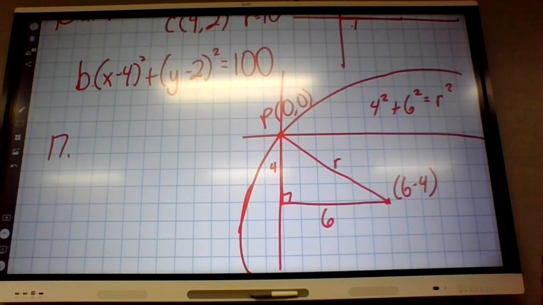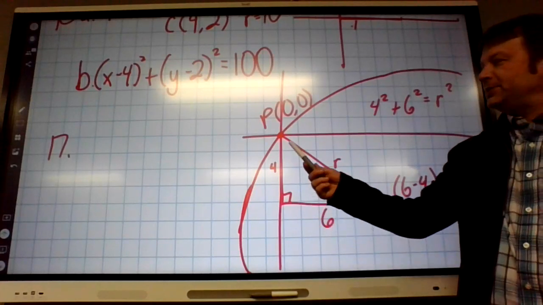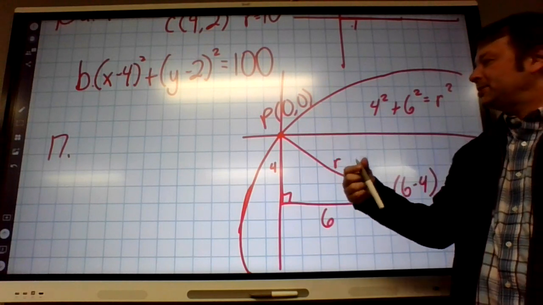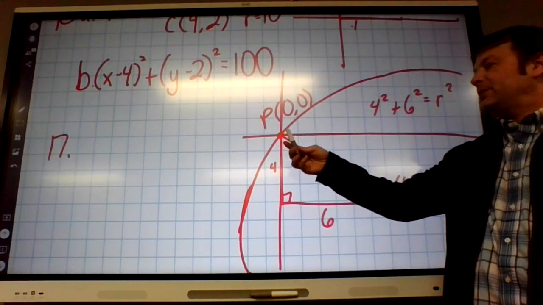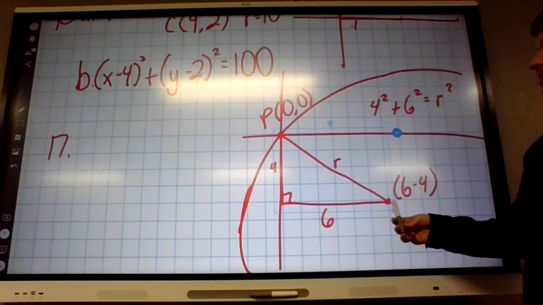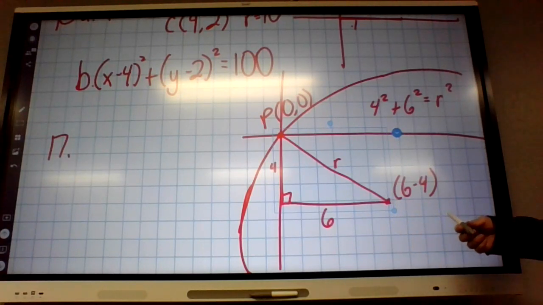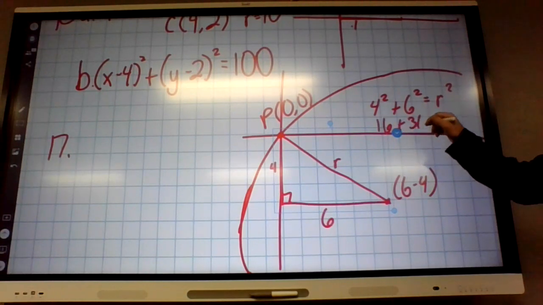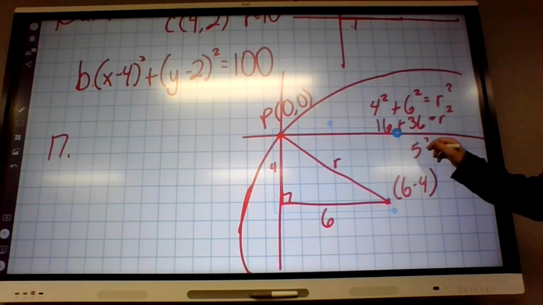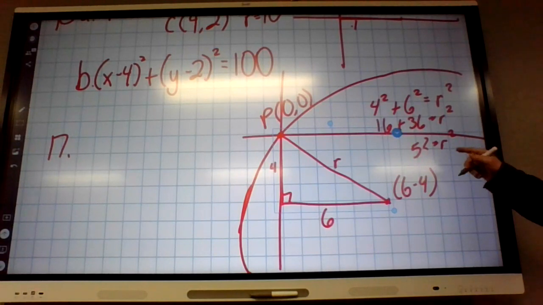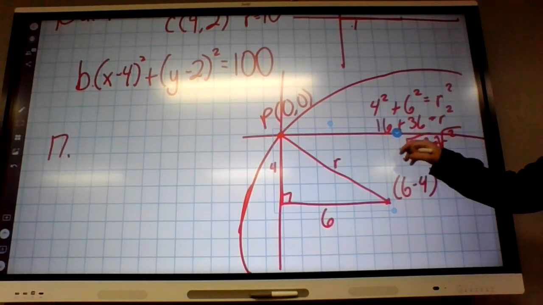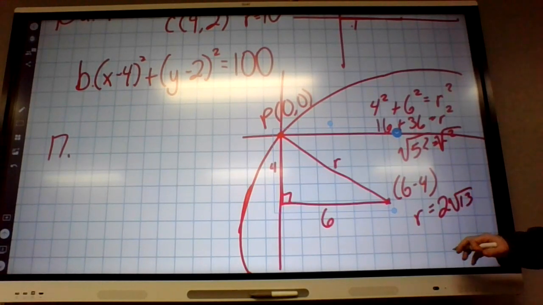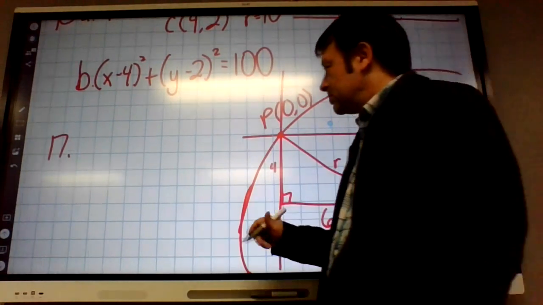Now, this one's a little bit easier because this point is at 0, 0. There's actually an easier way. There's a formula to find the distance between two points. You guys remember the distance formula? Actually, let's go ahead and finish this. 16 plus 36 is 52. So what do we do? Square root of 52 is 2 square root of 13.